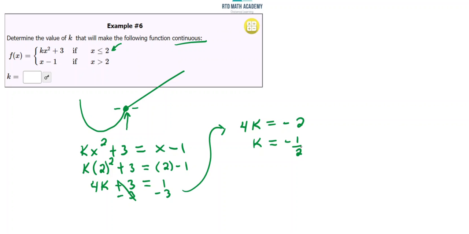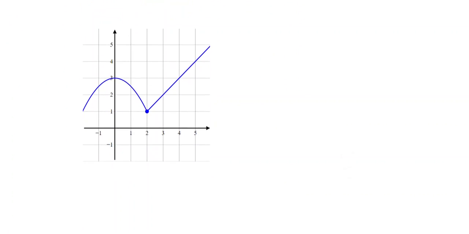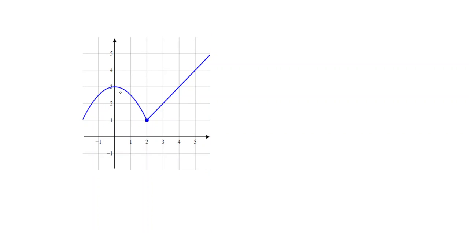Okay, so then if k is negative 1 over 2, in this case I had this wrong. I had my parabola opening up. Looks like it would actually open down, so it would look something like this.